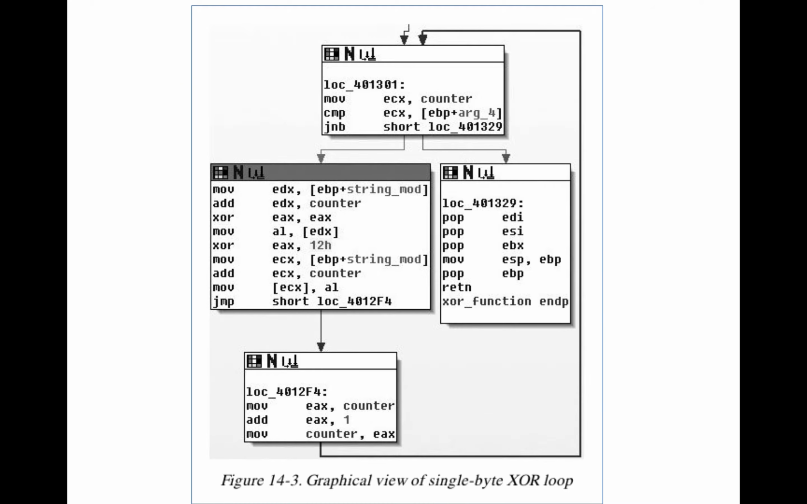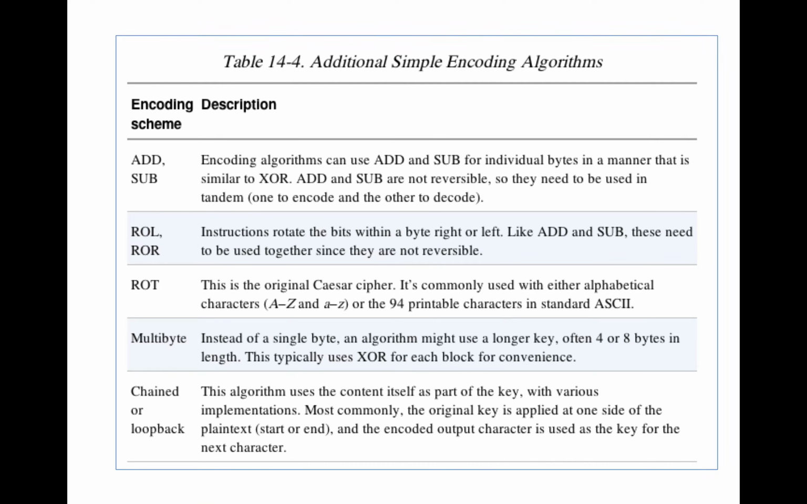But that one command that XORs with 12H tells you that the key is 12 and that it's single-byte XOR, where the key never changes. All right, so you could just as well use other techniques. You could add or subtract a number of bytes. You could rotate left or rotate right the bits. So you could do the Caesar cipher, which is called ROT. You can have multi-byte keys for XOR, and you can combine these things.